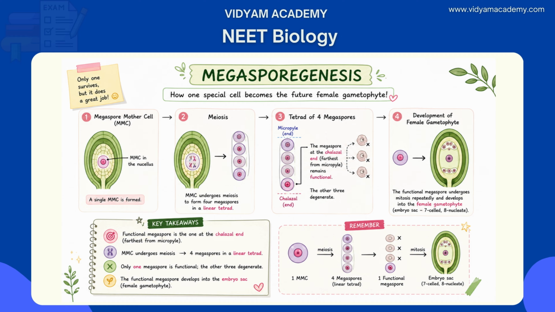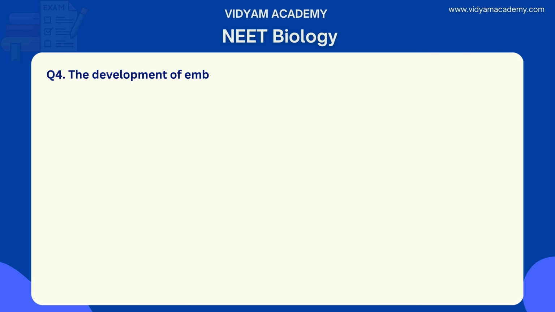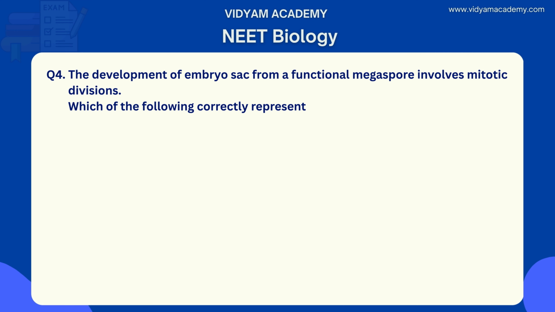The MMC does undergo meiosis to form a linear tetrad of 4 megaspores. 2 is correct. The functional one is at the chalazal end. 1 is correct, and it then develops into the 7-celled embryo sac. 4 also correct. That's why only 3 correct statements, 1, 2 and 4. Statement 3 is wrong. And let's move to next question, question number 4.